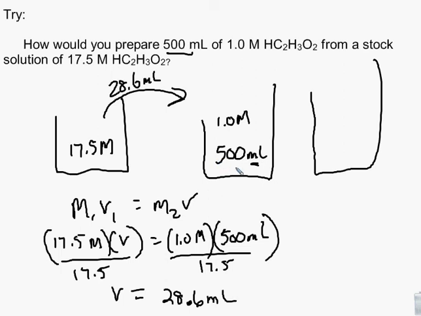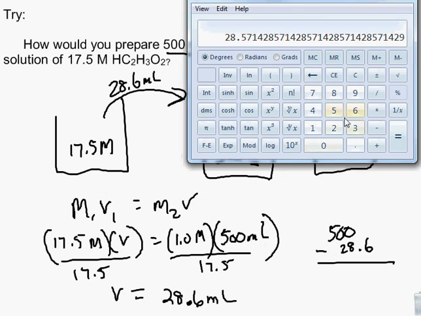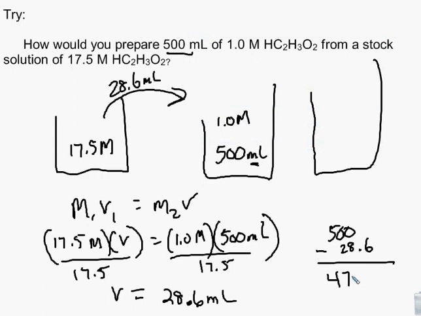Now, we have 500 milliliters, so what is the rest? 28.6 milliliters is this concentrate. What's the rest? Or 500 minus 28.6, which is, I can't think right now, 471.4. Well, 471.4 milliliters is, what do we dilute with? Well, we dilute with water. So this is how we make this dilution.